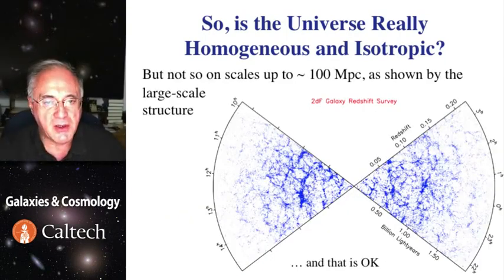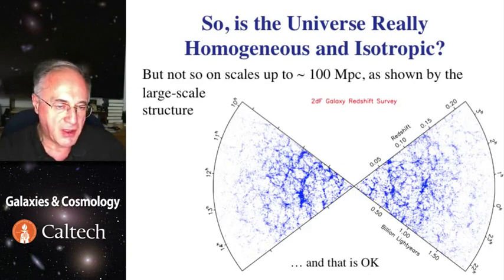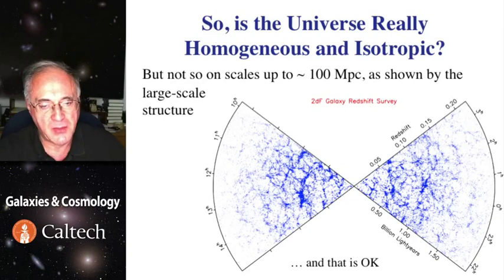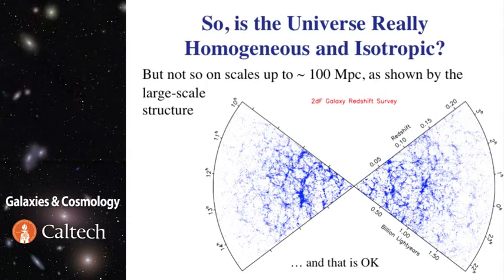Not so on scales smaller than about 100 megaparsecs, where we see all the large-scale structure, filaments and voids and so on. It turns out that doesn't really matter so much as far as cosmological tests are concerned, and cosmology really operates on scales of gigaparsecs and larger. So it's true that locally, the universe is not homogeneous and isotropic. You are standing on a planet, after all. But on large enough scales, it is a good approximation.